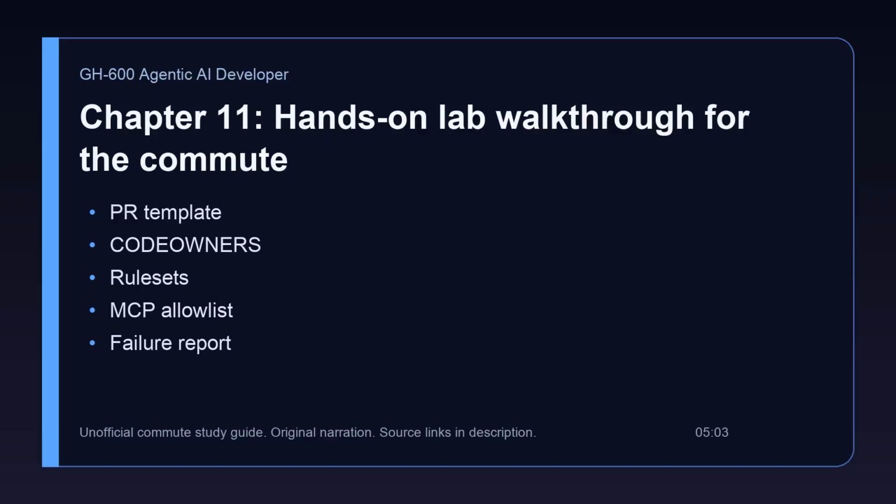Chapter 11. Hands-on lab walkthrough for the commute. Key points: pull request template, code owners, rule sets, MCP allow list, failure report. This chapter turns the exam into muscle memory. You do not need to click through this while driving. Just picture the lab and explain each control.